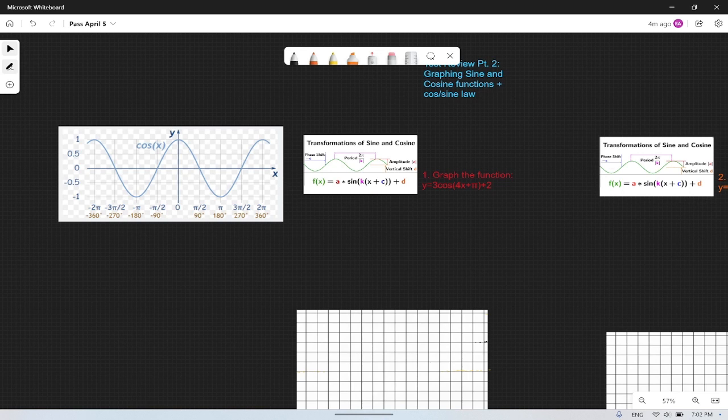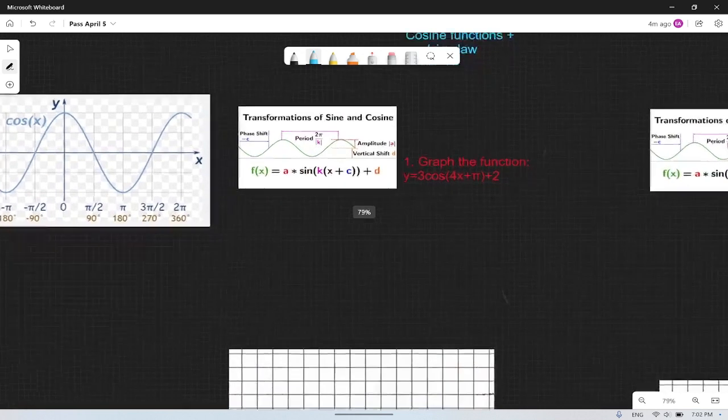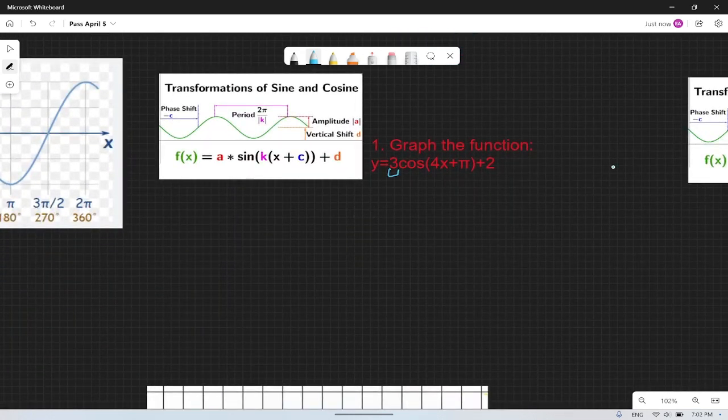So first I like to write down all the values that we have. First off, we have our a value, or our amplitude. So amplitude equals 3. Then next up, in order to get our k value, which we need to find our period, we have to factor out the value in front of our x value.